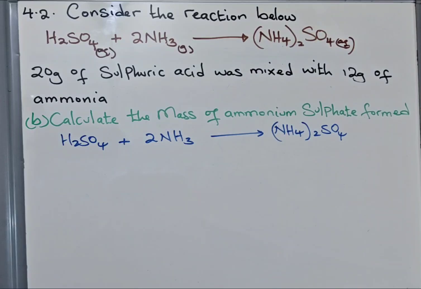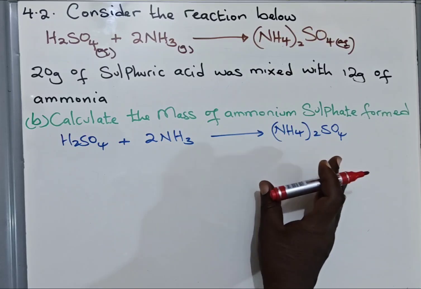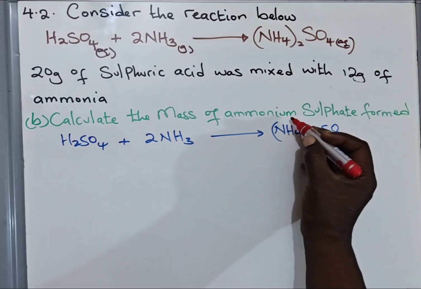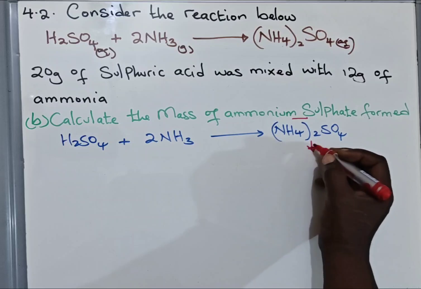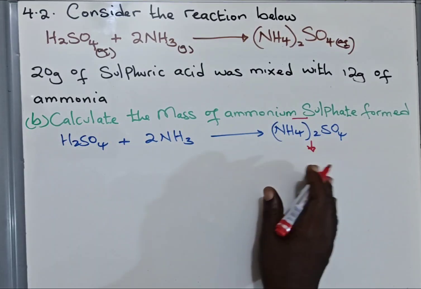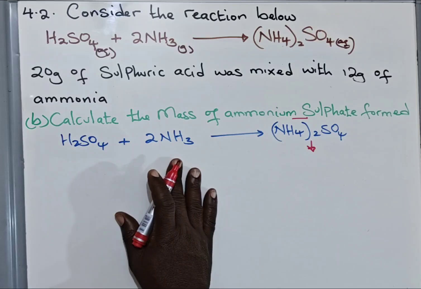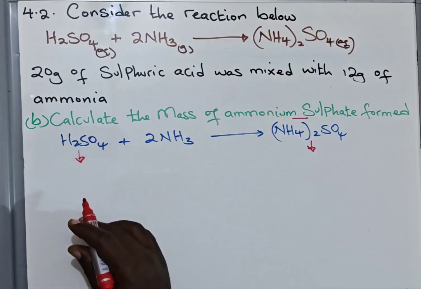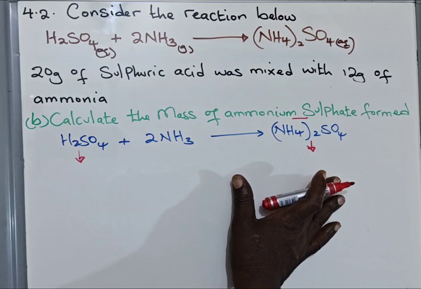Then after writing the equation, what is the next step? To earmark the parts of the equation you are going to use. Here I trust stoichiometry is the easiest way out. So the question is looking for mass of ammonium sulfate. So we are going to make use of this part. Then what else? This side we pick the limiting reagent. And we found out that our limiting reagent is sulfuric acid. So those are the two parts of the equation we are going to make use of.